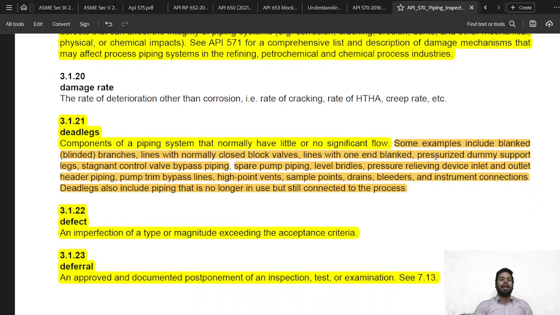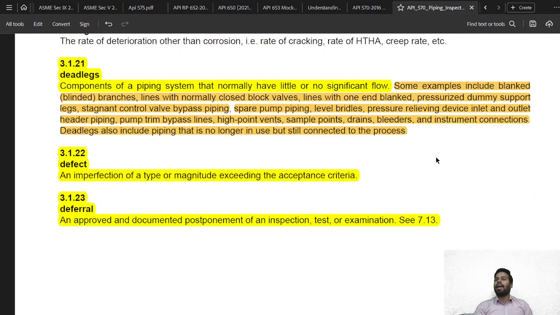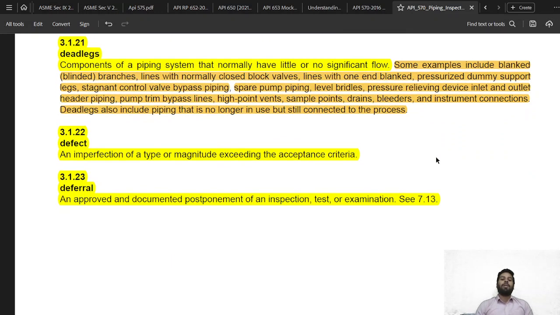Dead legs. Dead legs are basically areas where the flow is stagnant. Okay, so components of a piping system that normally have little to no significant flow. Some examples include blind branches, lines with normally closed block valves, lines with one end blanked, pressurized dummy support legs, stagnant control valve bypass piping, spare pump piping, level bridles, and pressure relieving devices inlet and outlet. All of these things are considered to be dead legs. There is no significant flow there, or you have a stagnant flow there.